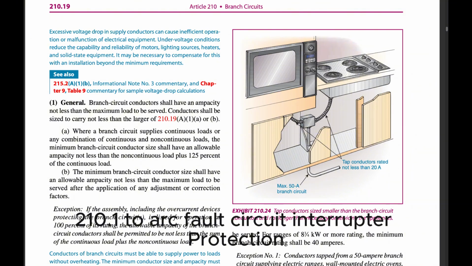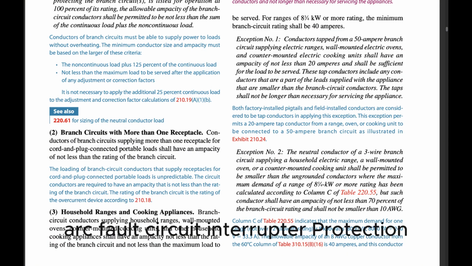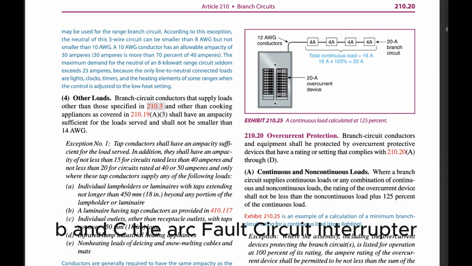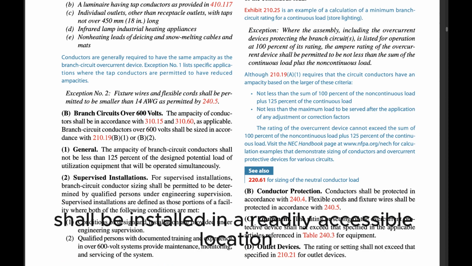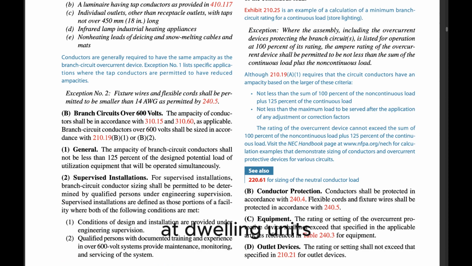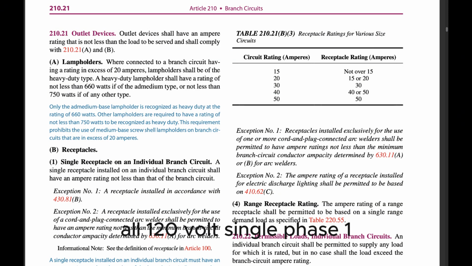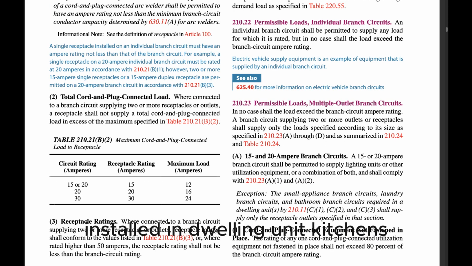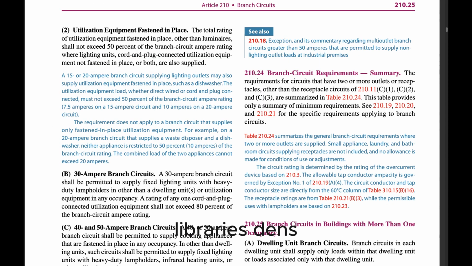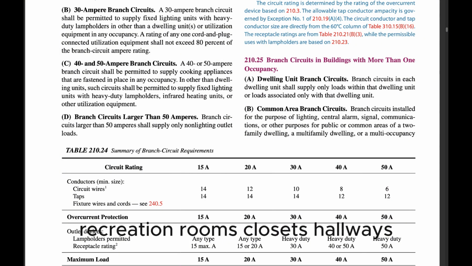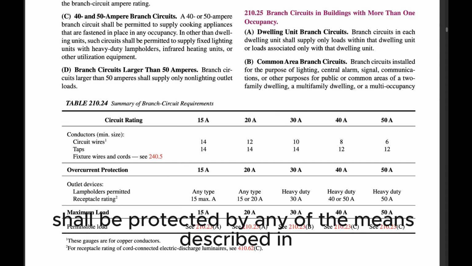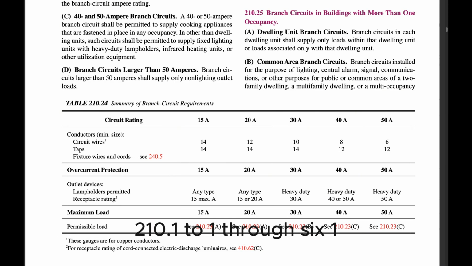210.12 Arc-fault circuit-interrupter protection. Arc-fault circuit-interrupter protection shall be provided as required in 210.12(A), (B), and (C). The arc-fault circuit interrupter shall be installed in a readily accessible location. A. Dwelling units. All 120-volt, single-phase, 15- and 20-ampere branch circuits supplying outlets or devices installed in dwelling unit kitchens, family rooms, dining rooms, living rooms, parlors, libraries, dens, bedrooms, sunrooms, recreation rooms, closets, hallways, laundry areas, or similar rooms or areas shall be protected by any of the means described in 210.12(A)(1) through (6).